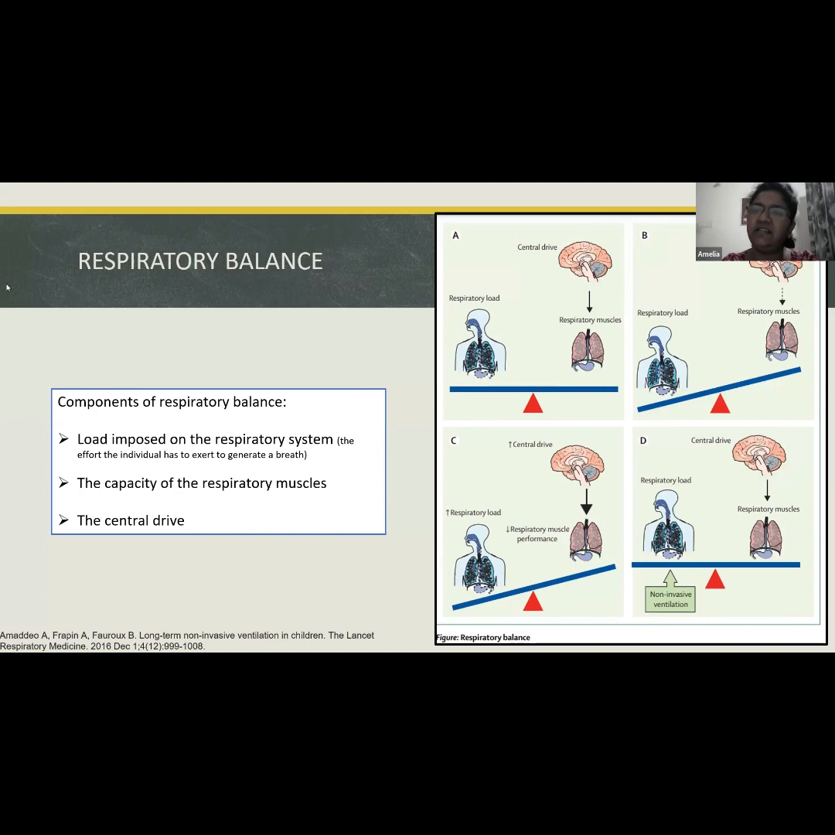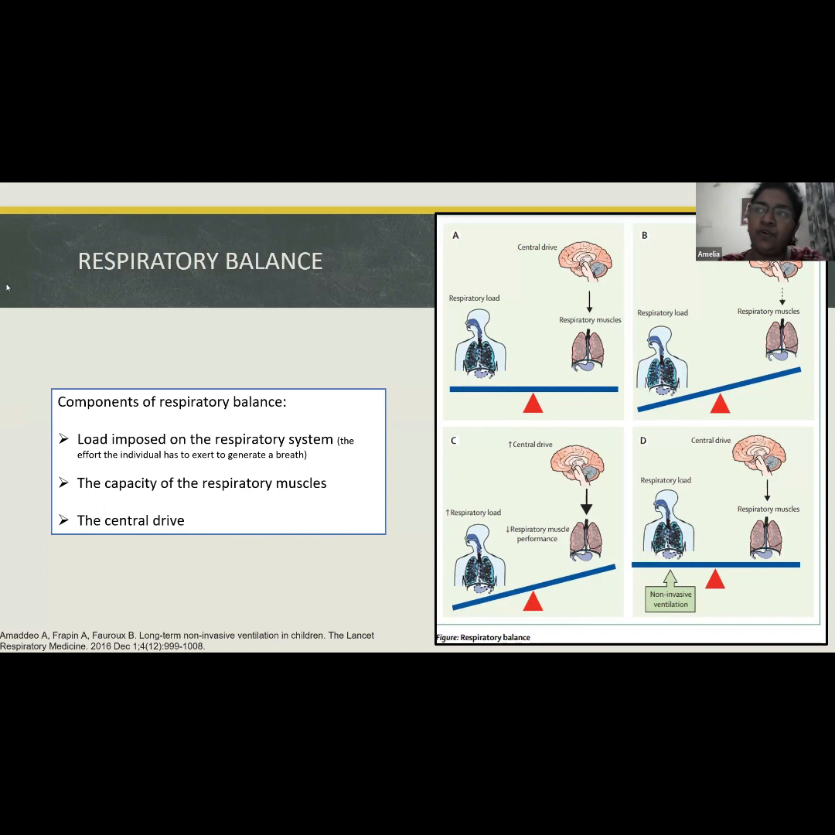But if you take B and you look at it, there is a fall in the central drive. So the ability of the oxygenation to be there is actually less because it doesn't drive the respiratory muscles. The stimulation is not there. So what happens? There is an increased load on the respiratory mechanisms. So the respiratory load becomes more because your muscles aren't working. So what do we do? We work hard.